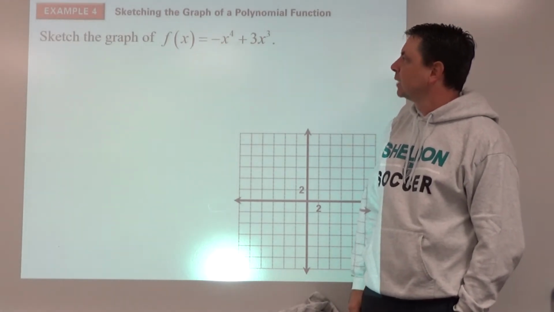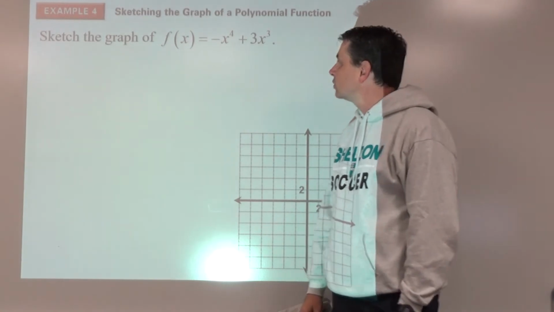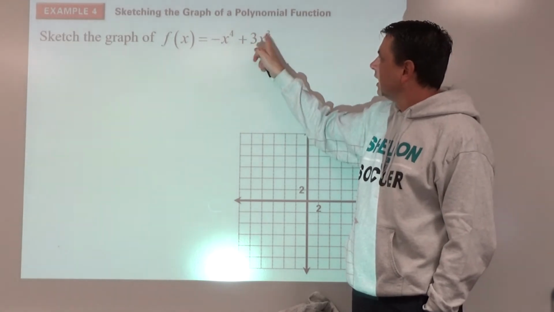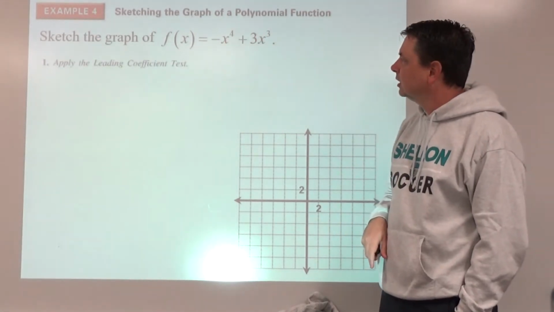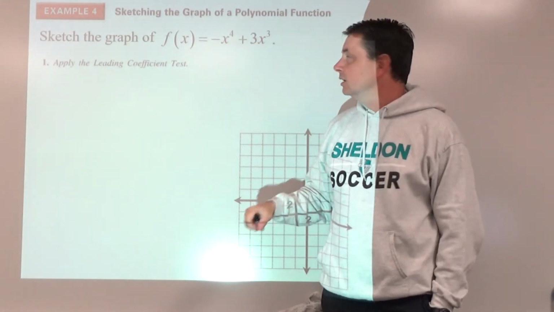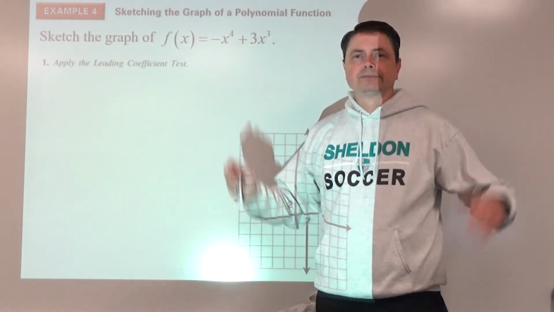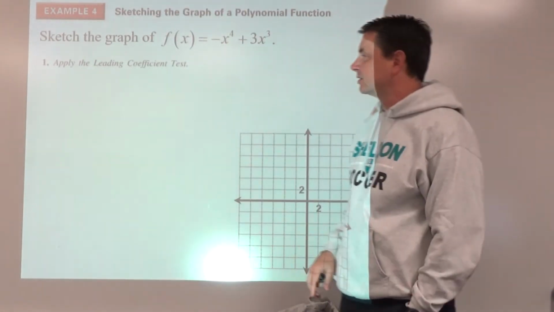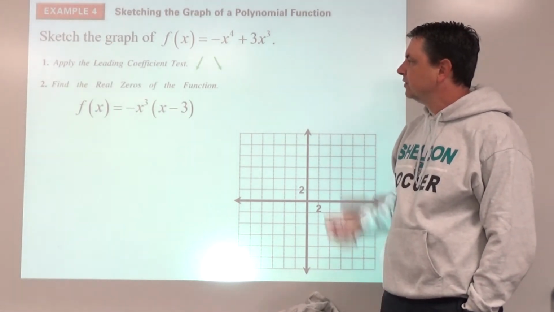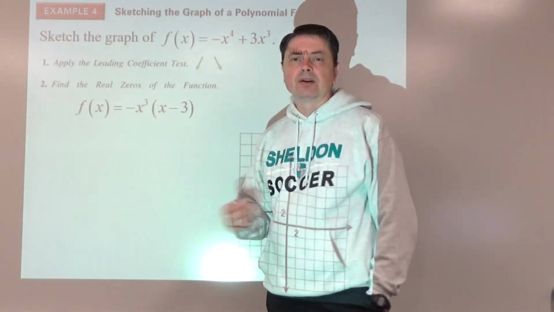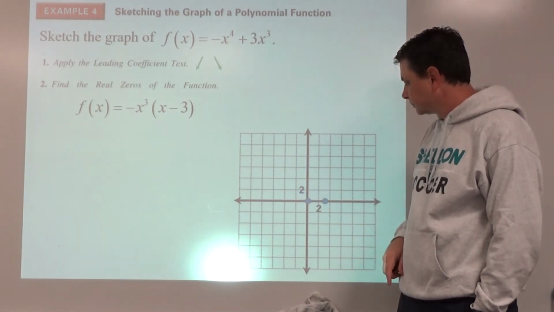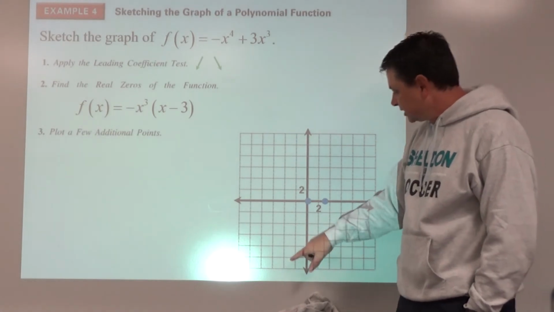Example number 4, sketch the graph. Let's start by factoring. I think we may want to factor out the negative as well. I see that we also have x to the 3rd in common. If we apply the leading coefficient test, 4th degree, negative leading coefficient, flipped, starts low and ends low. So if we factor it, we're going to get zeros at 0 and 3. Notice I did change the scale on the graph. And we know what it starts and ends with.